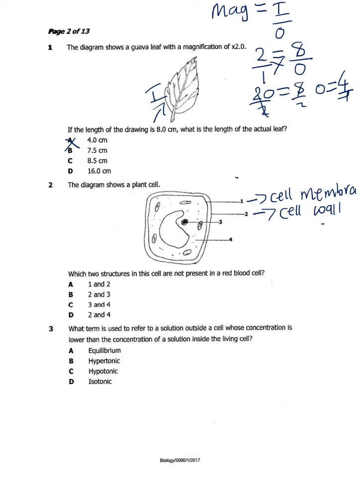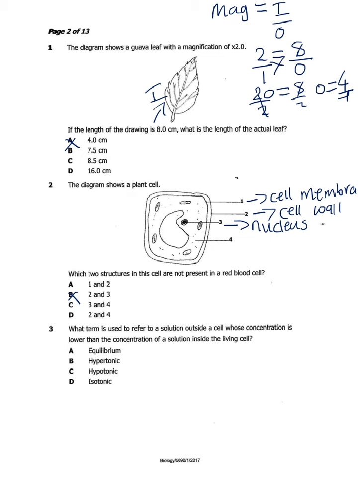Now let's continue. Our 3 is a nucleus. Now a nucleus is found in animal cells, but the red blood cell does not contain the nucleus. Why? To create a large surface area or a large space for hemoglobin. So the answer is 2 and 3, which is our B here.